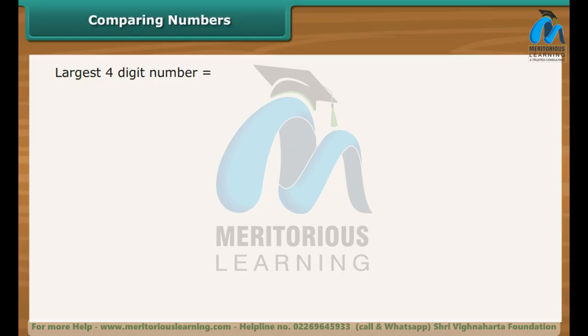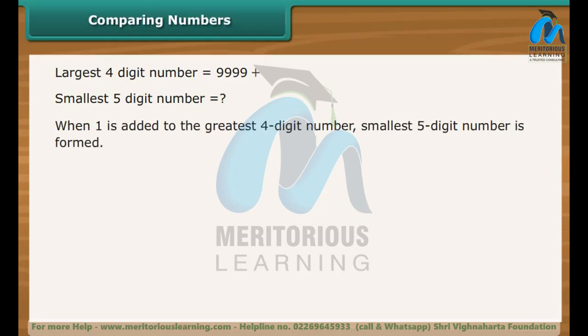The largest 4-digit number is 9,999. What should be added to this number to make smallest 5-digit number? The answer is, we need to add 1. Let us find out. On adding 1 to 9,999, we get 10,000, which is smallest 5-digit number.